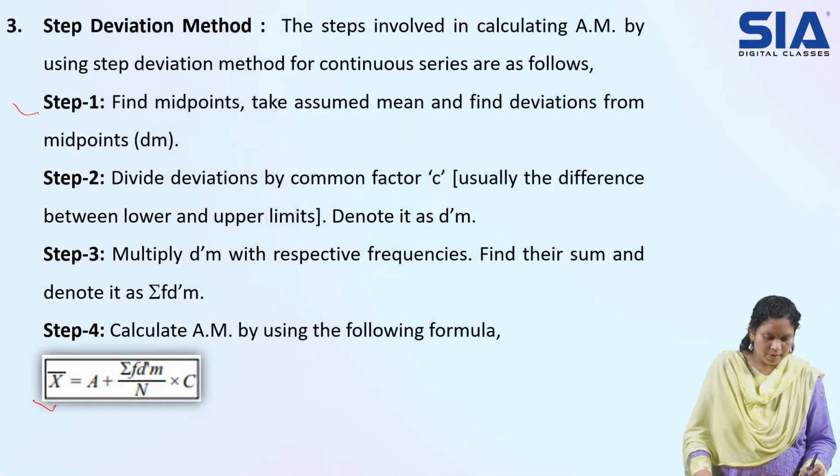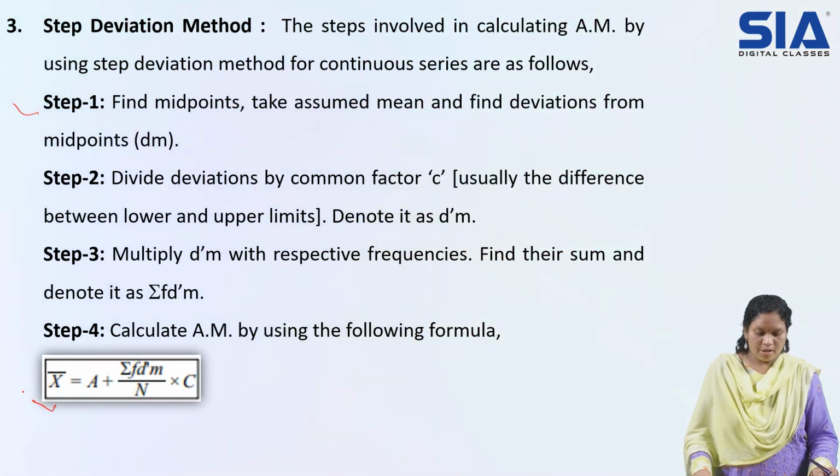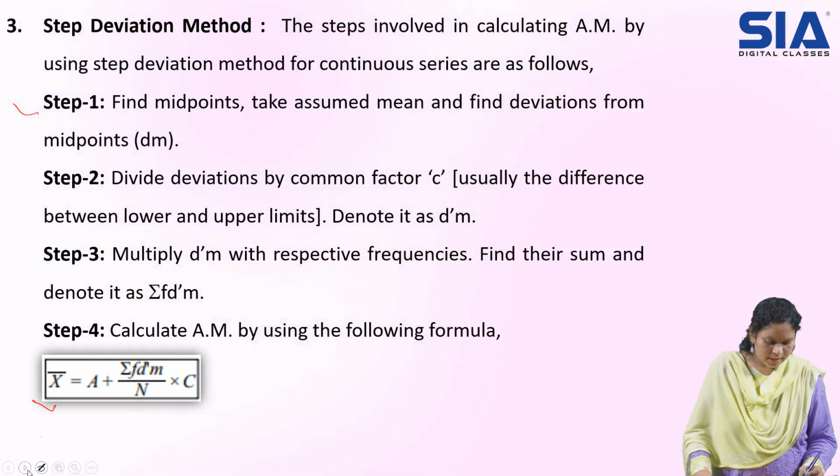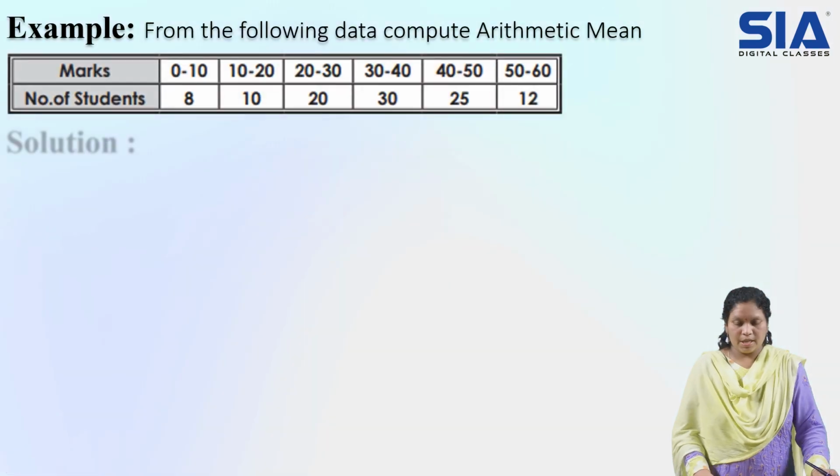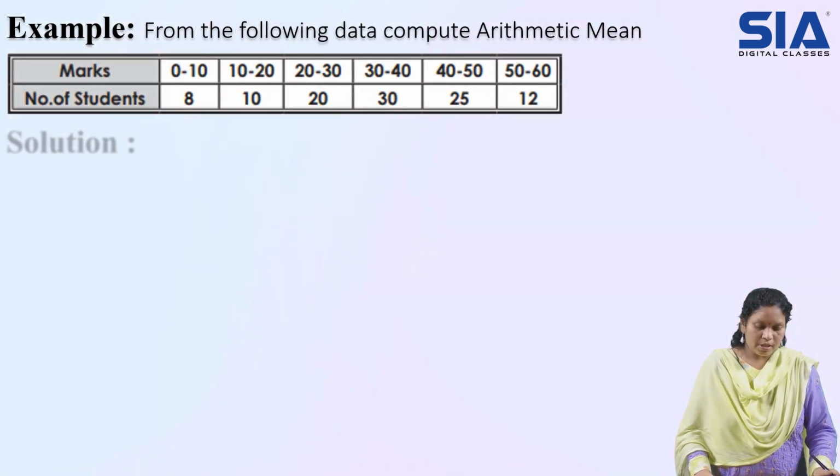Check out the formula now. X bar is equal to a plus summation f d dash m by n into c. So how do we obtain this? Let us deal with that using an example. The same example, if you consider, let us go for step deviation.